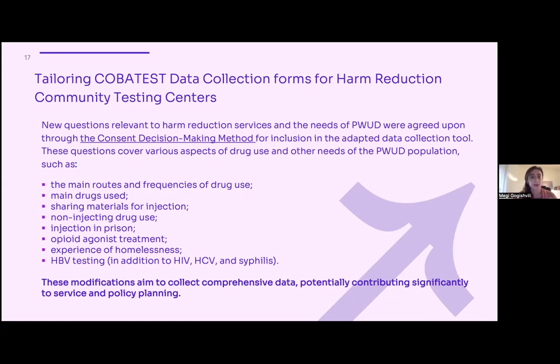So we added the part on main routes and frequency of drug use, main drug use, sharing materials for injection, non-injecting drug use, injection in prison, opioid agonist treatment, experience of homelessness, and HPV testing in addition to existing HIV, HCV, and syphilis questions. All of these modifications, as I wrote here in bold, were done with the aim to collect comprehensive data, potentially contributing significantly to improve the service provided and policy making, to inform policy planning.